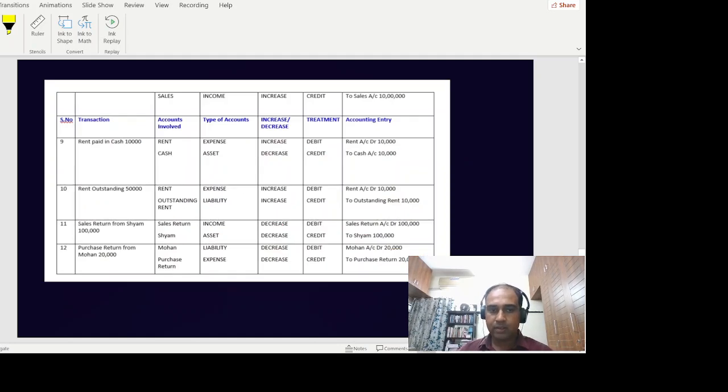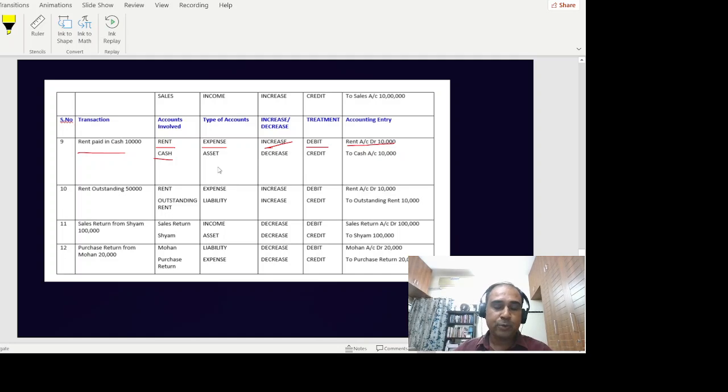Okay. Now, rent paid in cash. Two accounts are involved: rent account and cash account. Rent is what? Expense. When I have to pay rent, my expense will increase. My expense will increase means what do I have to do? I have to debit it. Rent account will be debited.